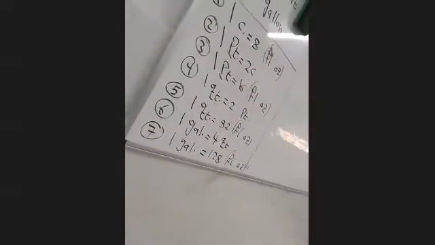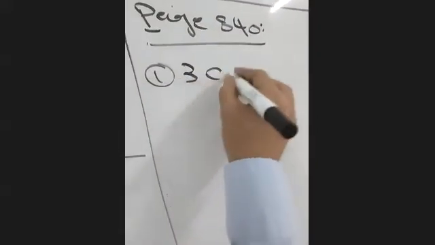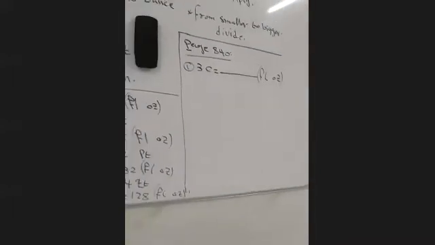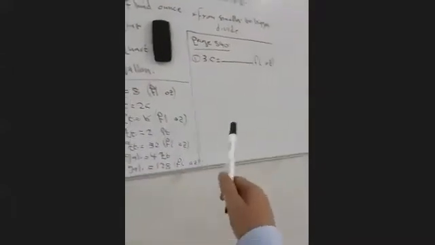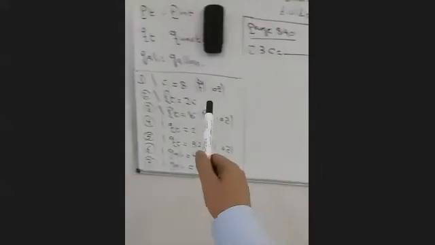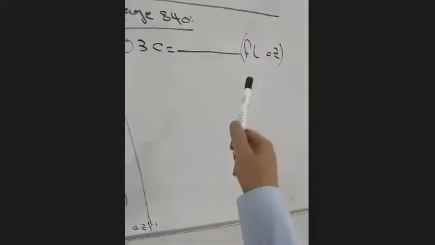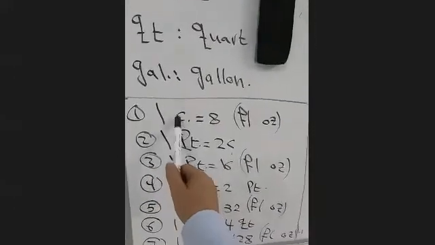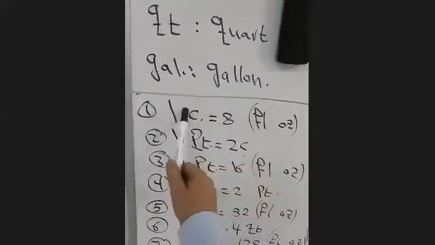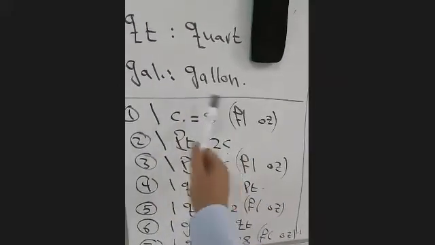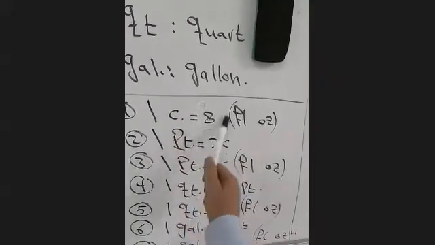Sorry, guys. Question 1. We have 3 cups. How much in fluid ounces? See it? 3 cups. We need to turn it to fluid ounces. Now, where's the formula here? Cup and fluid ounce. I want to turn it from cup to fluid ounce. From bigger to smaller, right? So we multiply by 8.